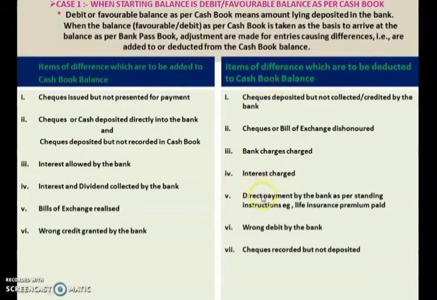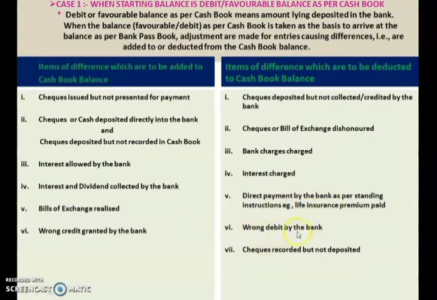Interest charge also the same way. Direct payment by the bank as per standing instruction. If there are any expenses like rent expenses or insurance premium, we have instructed the bank that if such charges arrive, you have to pay from our bank account. The bank does that, but that intimation we didn't get, so we didn't record it in our cash book. In that case, our cash book and passbook show a difference.